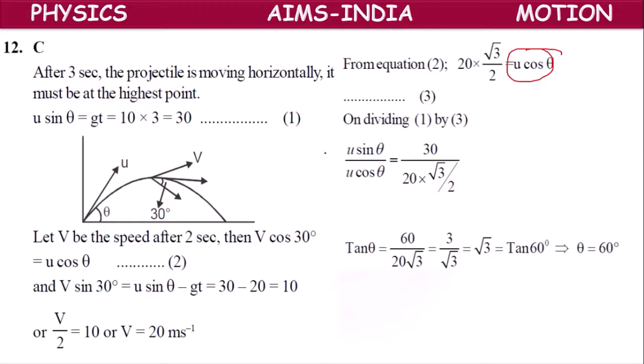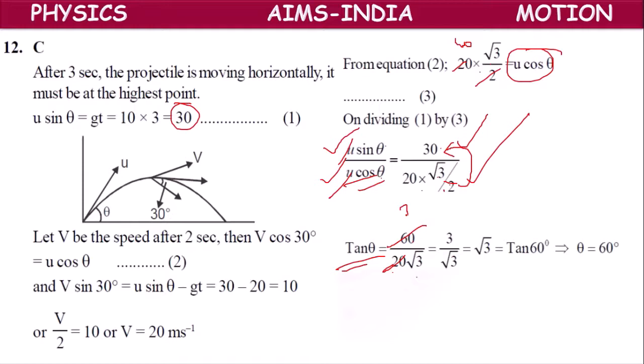So now, if we divide U sin theta by U cos theta, where U sin theta is 30, U cos theta equal to 20 into root 3 by 2. So let's keep it as it is, without cancellation, 20 into root 3 by 2. If we divide them, U gets cancelled. Sin theta by cos theta equal to tan theta. So here, this 2 will go up. 2 into 30, 60 by 20 root 3. 3 can be written as root 3 into root 3. Root 3 gets cancelled. Only root 3 will be there.